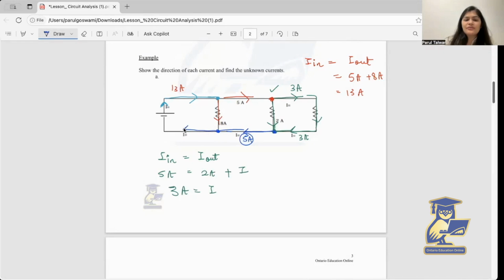So this current will flow in this section of wire, which is 13 ampere. So as we started with 13 ampere and we are ending with 13 ampere, our current distribution is correct.